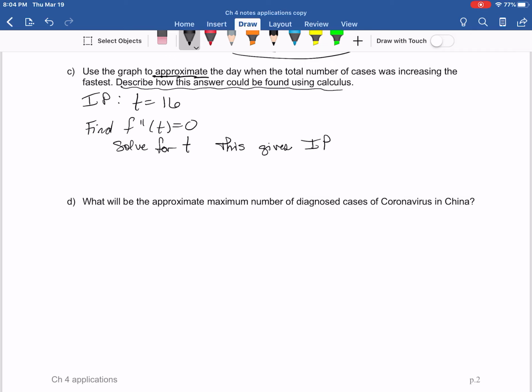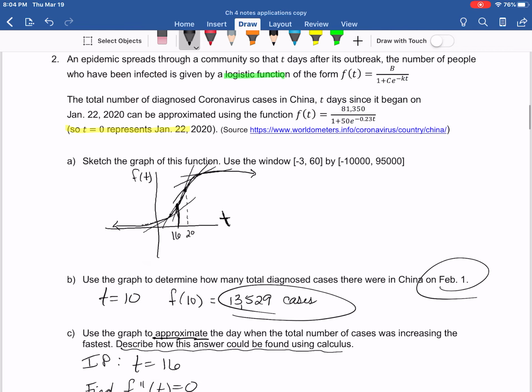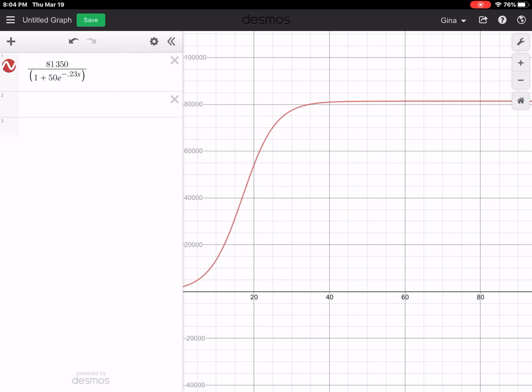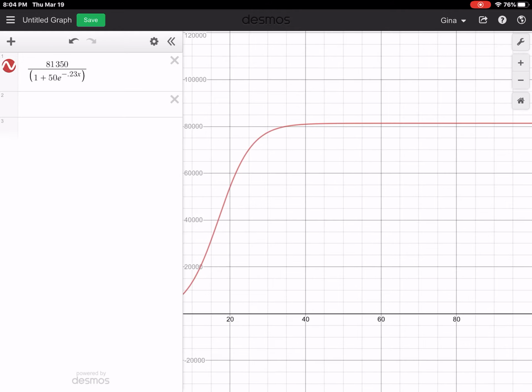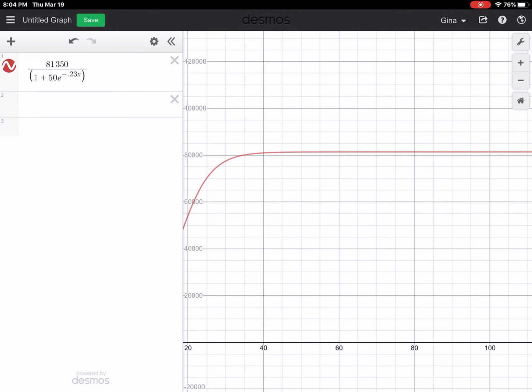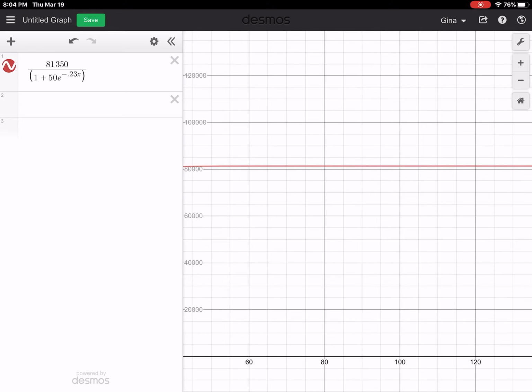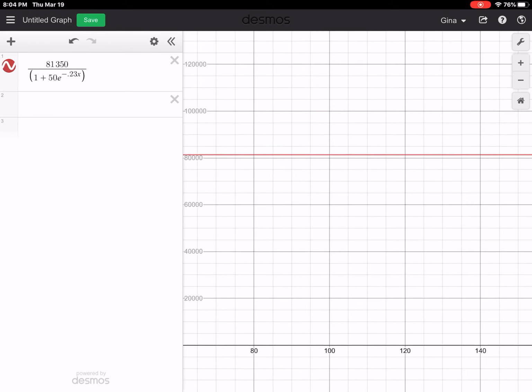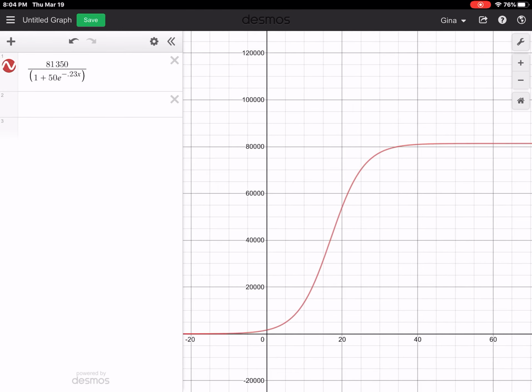Part D, what will be the approximate maximum number of diagnosed cases? In other words, if you look at this graph, as time goes on towards the right, does this graph begin to level off and not appear to grow much higher? And the answer is yes. Let me show you the more exact version using our Desmos graphing calculator app. It does look like this graph begins to level off as I scroll to the right and t gets bigger and bigger and bigger. Look at that. That red line looks like a flat horizontal line once you get out so far.